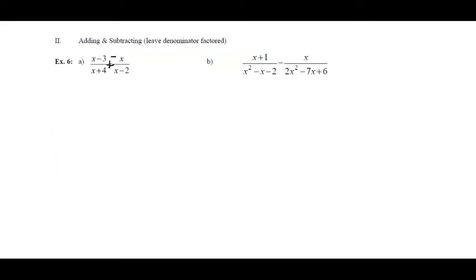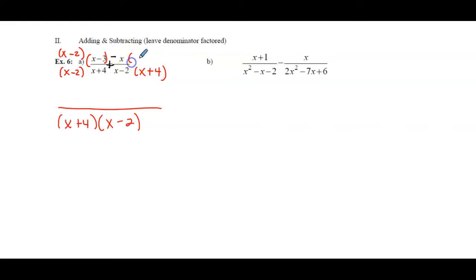So when you are adding, you need to have a common denominator. So to get a common denominator of these two fractions, the common denominator is x plus 4 and x subtract 2. Now, the first fraction is missing the x subtract 2. So you multiply the top and bottom by x subtract 2. The second fraction is missing the x plus 4. So you multiply the top and bottom by x plus 4.